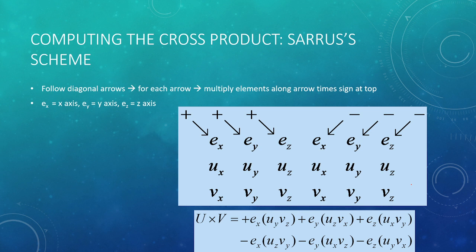So ex, ey, ez is the determinant with rows ex, ey, ez, ux, uy, uz, vx, vy, vz. The u cross v equals plus ex of (uy vz minus uz vy) plus ey of (uz vx minus ux vz) plus ez of (ux vy minus uy vx). So based upon the different types of schemes we have performed, there is a scheme based upon which we can compute the cross product, where ex is the x axis, ey is the y axis, and ez is the z axis.